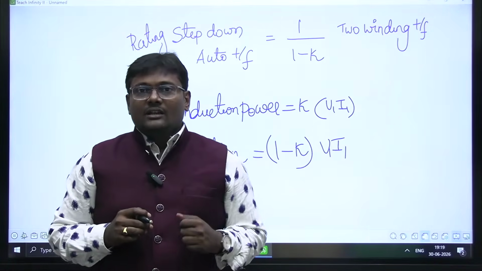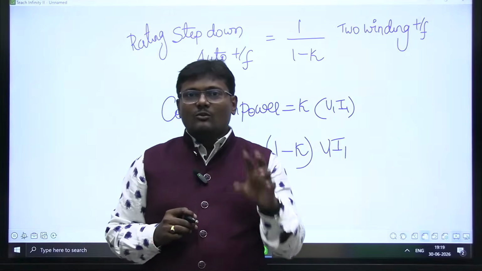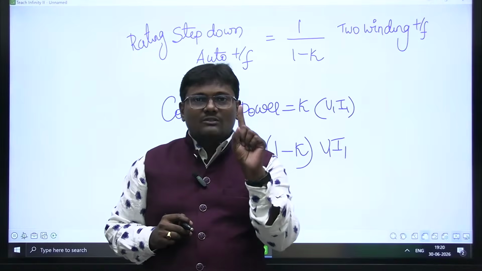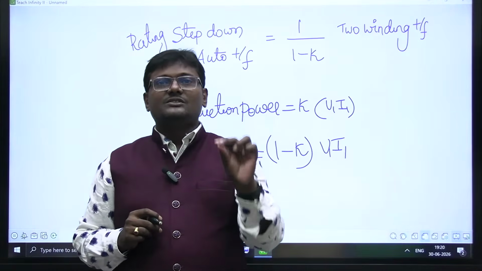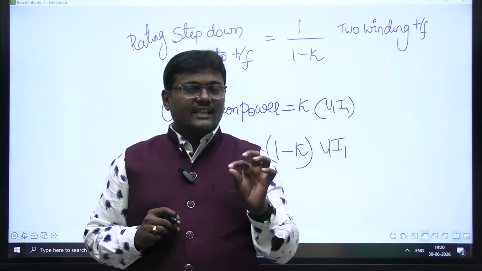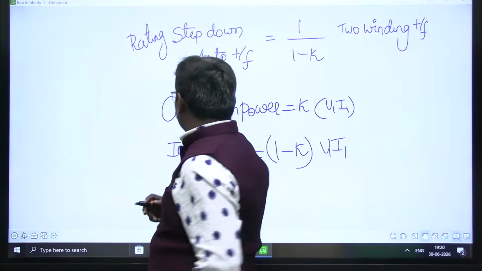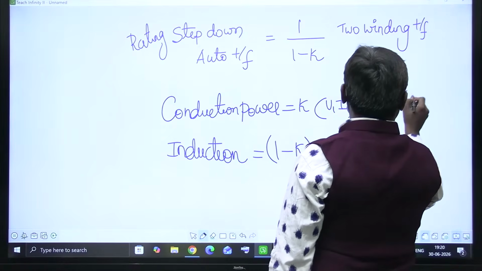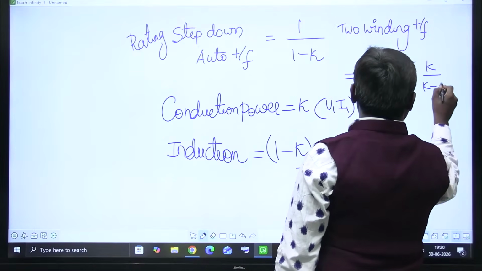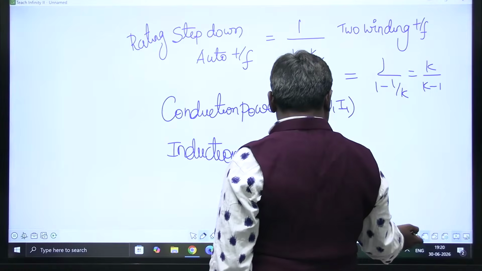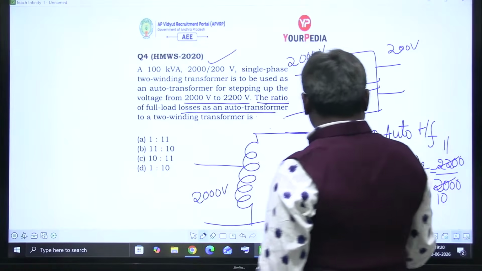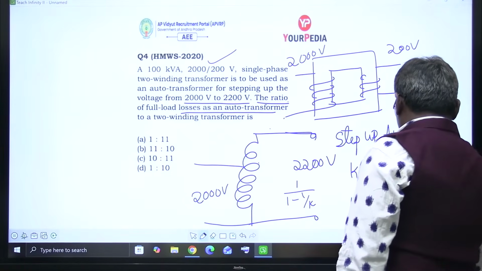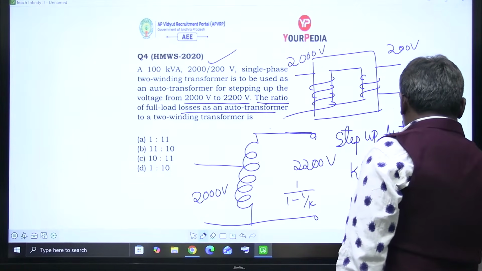But there is some logic. If you want to go for the step up auto transformer, simply remember only one thing: K is replaced with 1 by K. So here 1 by 1 minus 1 by K. So the answer is K by K minus 1. So that is 11 by 10, 11 by 10 minus 1, so 11 by 1.